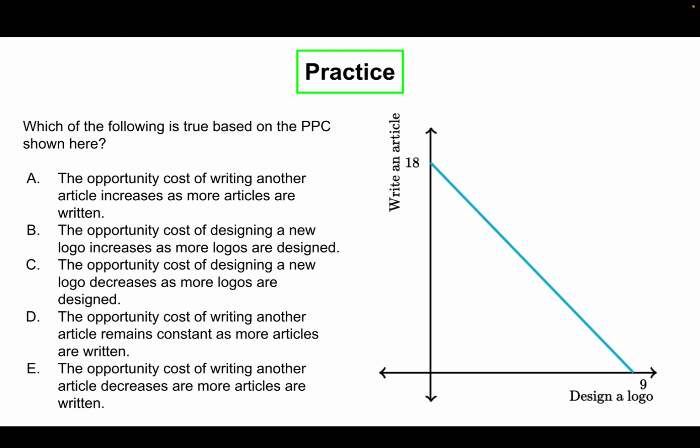So the correct answer here is going to be D. The opportunity cost of writing another article remains constant as more articles are written. So, how do we know this? Well, it's because the PPC is linear. Yes, you have the 18 and 9 on the axes here, but that's not going to really change anything. So, it is a linear production possibilities curve.